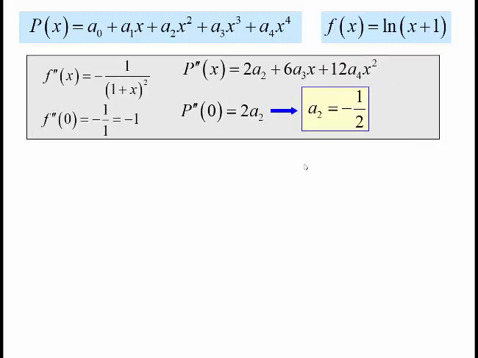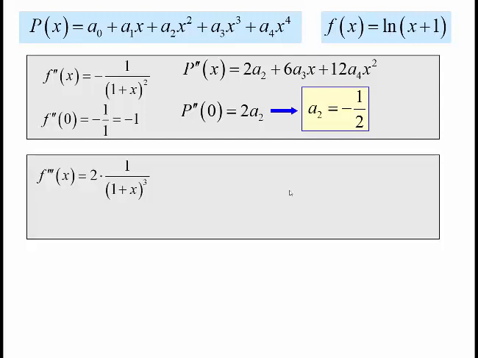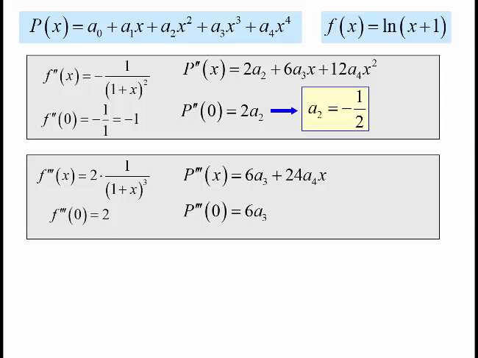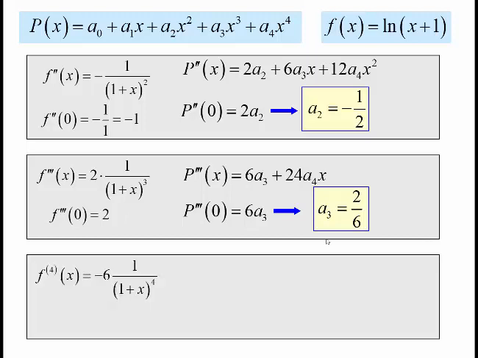A sub 3, you do the same thing. You take the third derivative. The third derivative, when you plug in 0, is 2. So take the third derivative of the polynomial now. I get the following right here. Now when I plug 0 in for x, I get 6 a sub 3. So you can see by simplifying that 6 a sub 3 is equal to 2. We'll divide the 6 over, and a sub 3 is equal to 2/6. And I'm going to leave it unreduced for now.